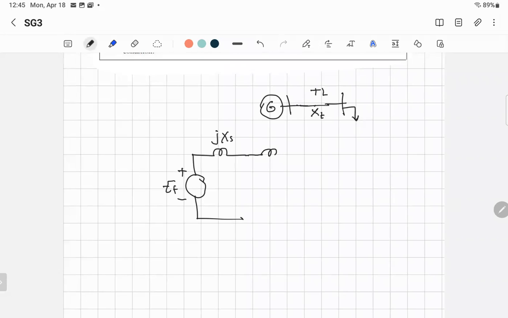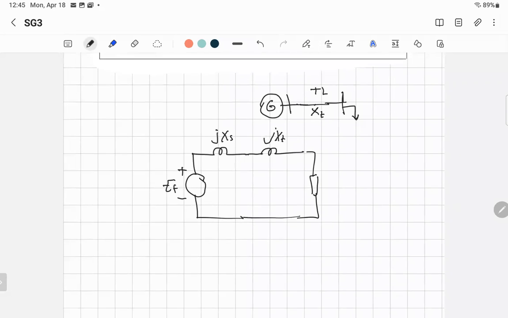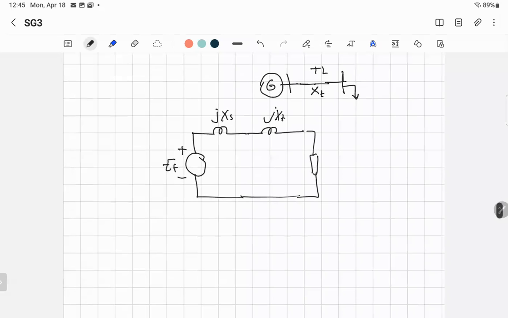So you are going to add another thing here, jXT. And then the bus, where the load is, you can put the load. So what we'll do now, see, that's now not the terminal voltage of the generator, but now we deal with it like generator and terminal voltage. So call this one VT.